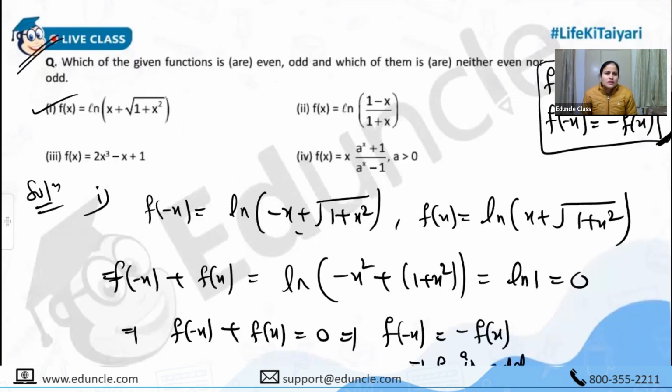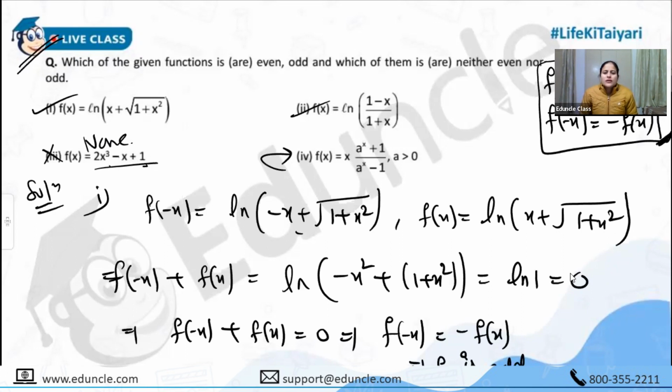Okay. And the third one is a cubic equation with a negative sign here, so it is neither odd nor even. It is none.